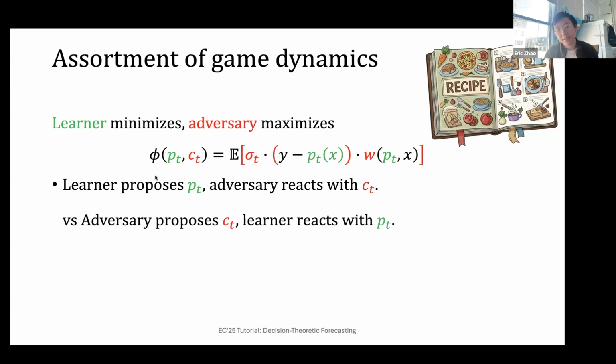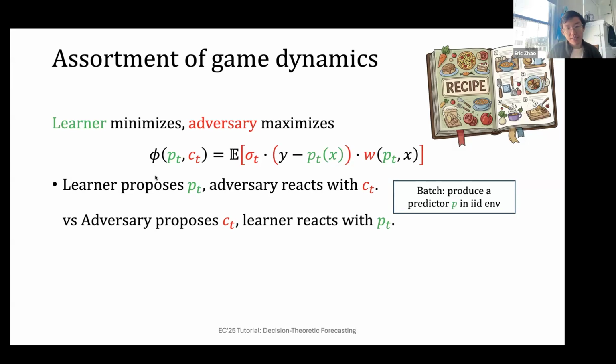And so the learner has to look at the critique and basically update its predictor. So in this sort of game dynamic, the adversary is moving first. And which one you choose to move first is going to depend on what your goal is with your multi-calibration algorithm.